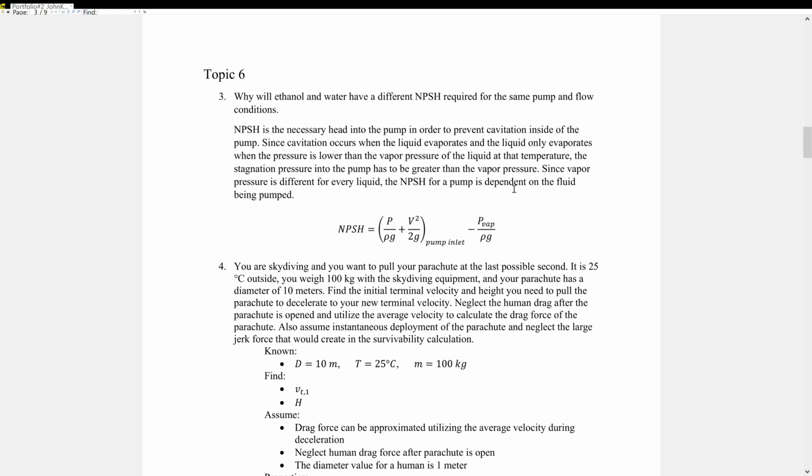For topic number 6, why will ethanol and water have a different NPSH required for the same pump and flow conditions? This is essentially because NPSH is based on vapor pressure, and different liquids such as ethanol and water will have a different vapor pressure, which will affect the NPSH required as shown by this equation here.